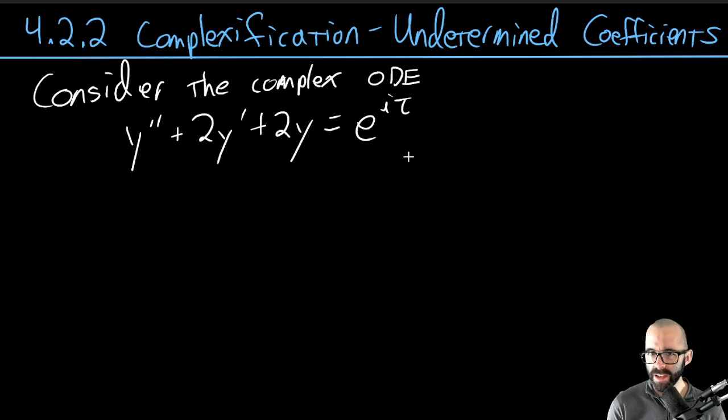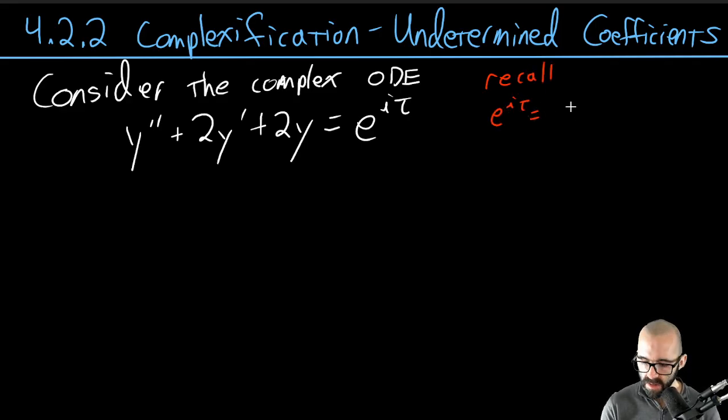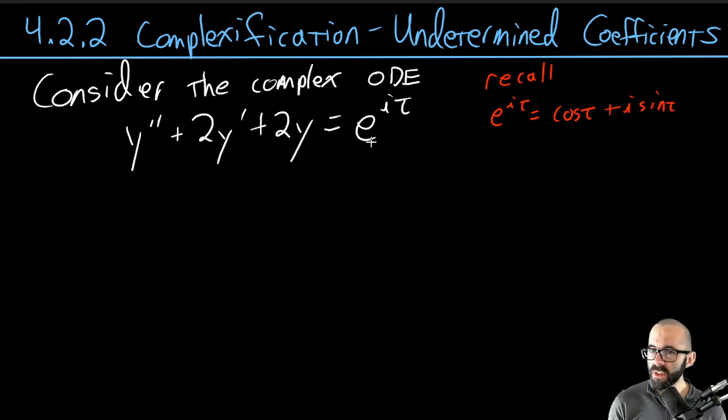Now, why would I do this? You'll find out more in a second, but notice we know what this is, right? We know what Euler's formula says. It says that e to the it is cosine of t plus i sine of t. So really, this is not that much different than what we had before. I mean, it's a little different, but it's not that different. So we could solve this. And actually, we're going to solve this. This is not that hard of an equation to solve.